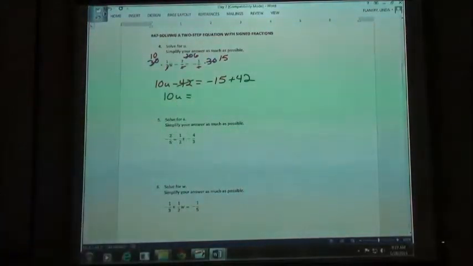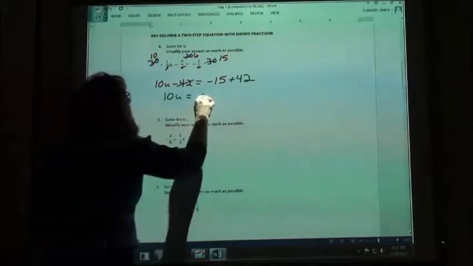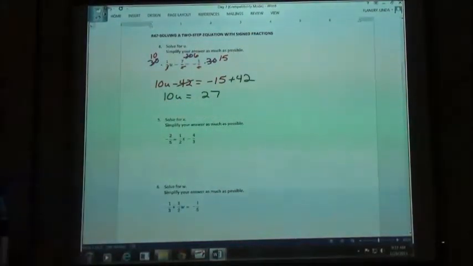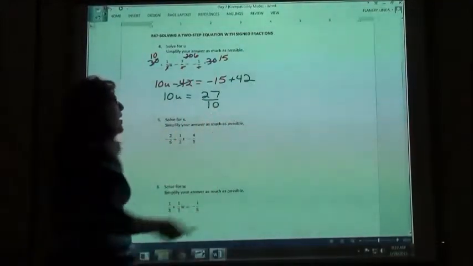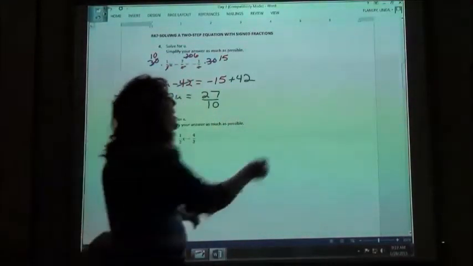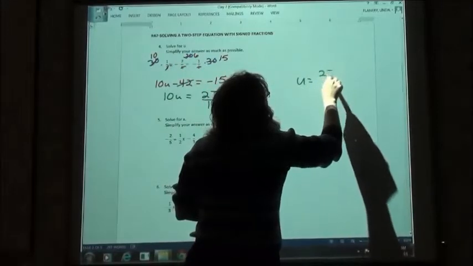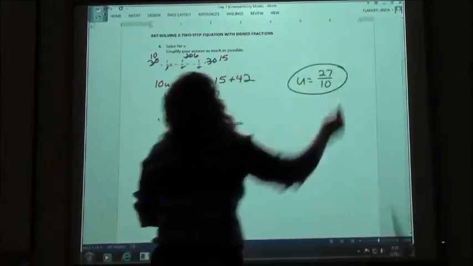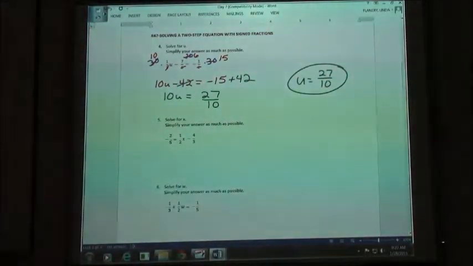If you take -15 plus 42, you would get 27. And then I'm going to go ahead and divide by my 10. And I can't reduce that fraction down. I am just going to leave the improper fraction. And so 27/10.